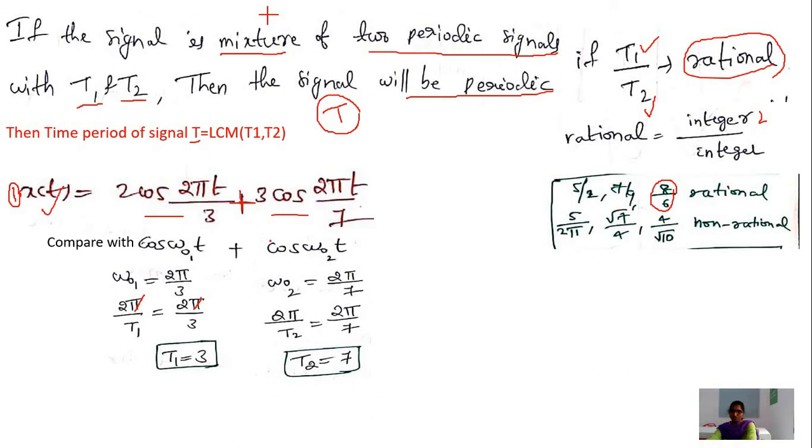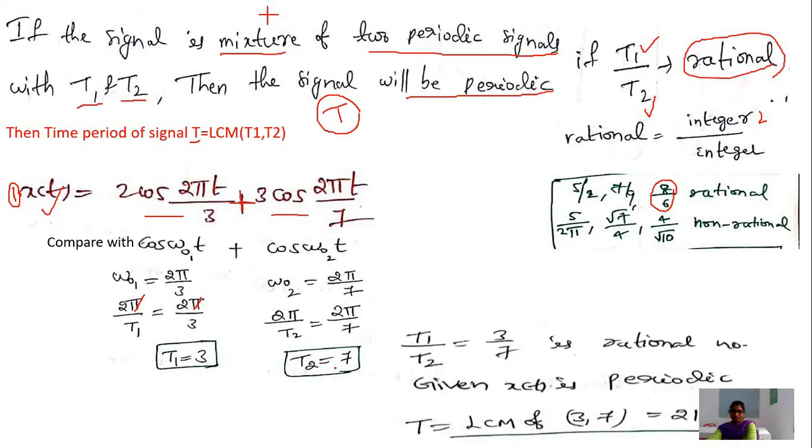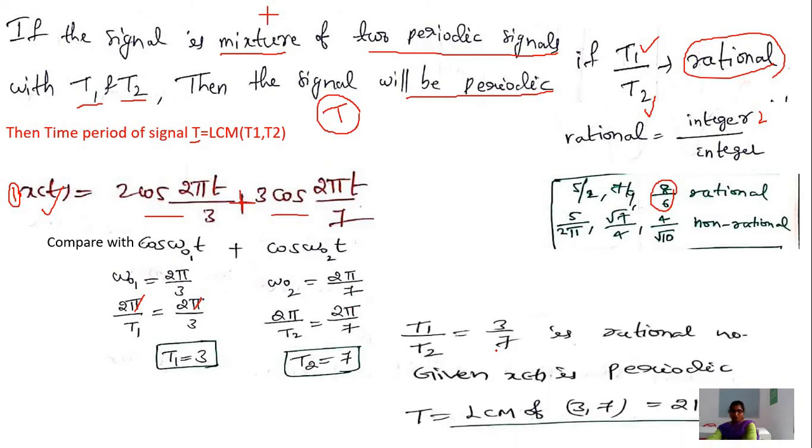Now the same for the second cos signal: omega naught 2 is 2 pi by 7, so T2 is equal to 7. Now the question is whether it is rational or not. We need to check T1 by T2, integer by integer. 3 is an integer, 7 is an integer. So it is a rational number. The given signal is a periodic signal and the LCM of 3, 7 is 21. The total time period is 21.